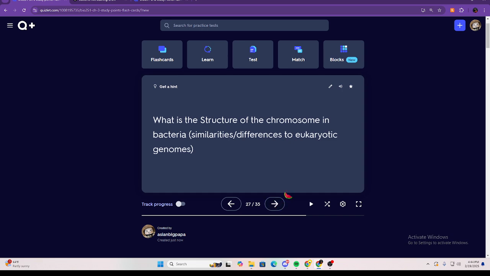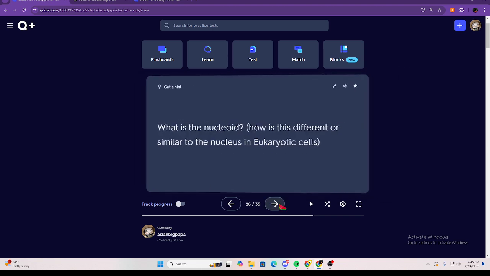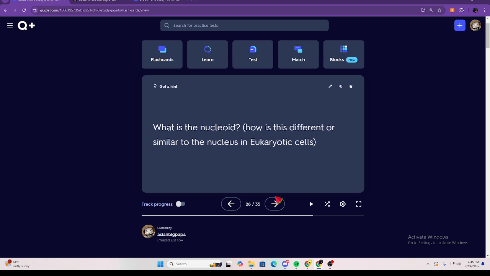And what is the structure of the chromosome in bacteria? The structure of bacteria is that it's double-stranded, and like I said, it's a single circular molecule of DNA, while eukaryotes have multiple. So instead of the single circular molecule of DNA, the eukaryotes have multiple. That's the biggest one you can remember to differentiate the two.